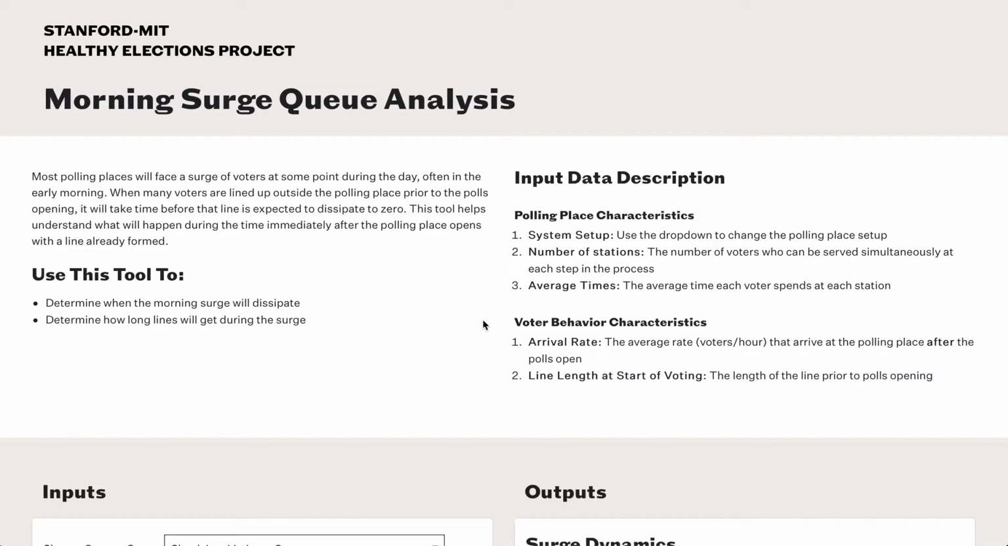The tool will help you answer how long lines are likely to persist and how long the line may get in the interim. You'll notice many similarities between this tool and the bottleneck tool, as the inputs are largely similar. This tool can also be helpful in identifying the bottleneck of a process, which itself is helpful in understanding where lines will form. And here we assume that the line dynamics are completely determined by the bottleneck. Let's scroll down to the tool and see what it looks like.